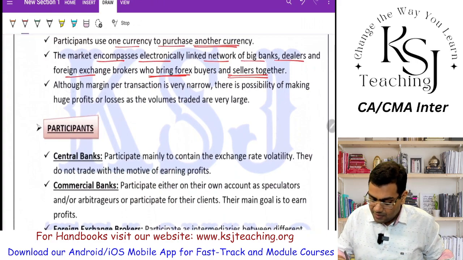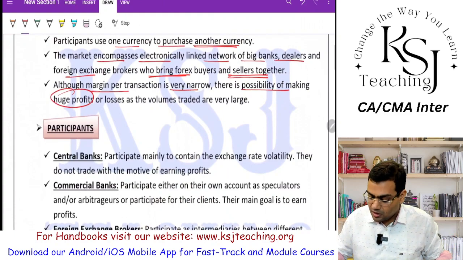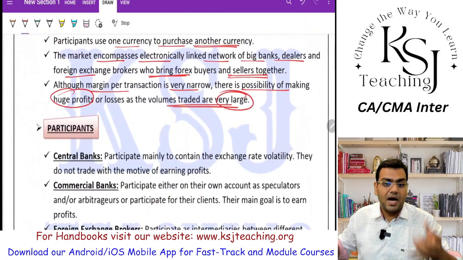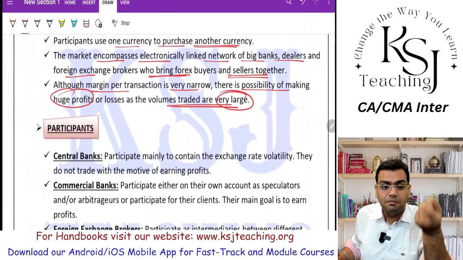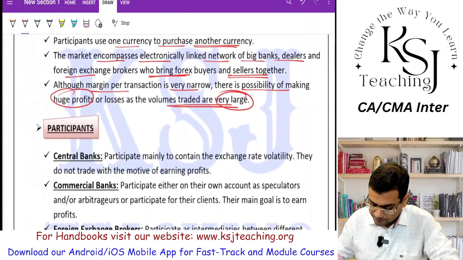Although the margin per transaction is very narrow, there is a possibility of making huge profits because the volume is high, because the volumes traded are very large. The margins may be narrow, right, but with the volume being very high, they can make huge profits, right?